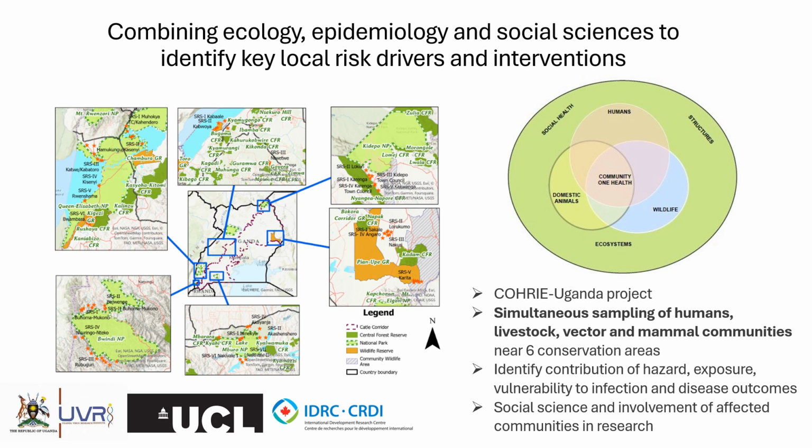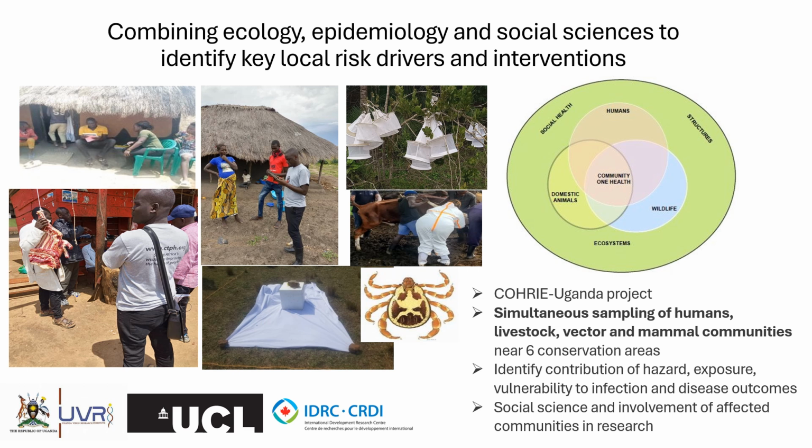In practice, this has involved simultaneous deep sampling of humans, livestock, vectors, and mammal communities around 6 conservation areas in Uganda, doing really deep epidemiological and social science work alongside that, and pulling together a data set that we hope, with some analytical care, will enable us to better disentangle the contributions of circulating pathogen hazards in wildlife from the factors that shape exposure, like land use change, from the entrenched social factors that might influence vulnerability to infection.